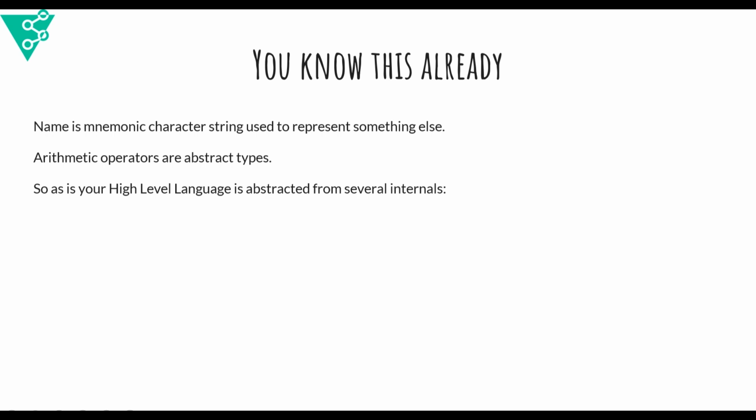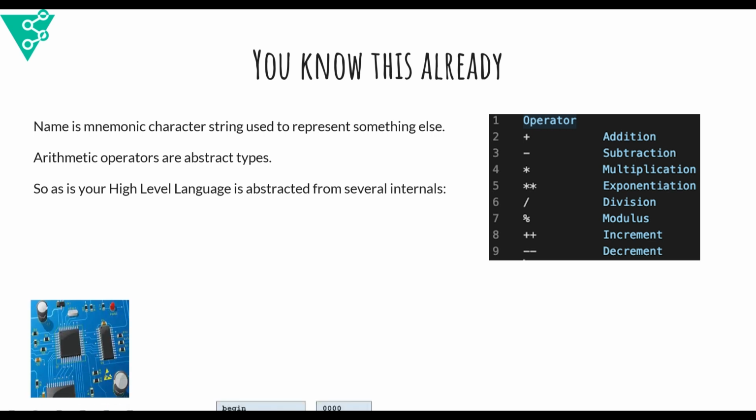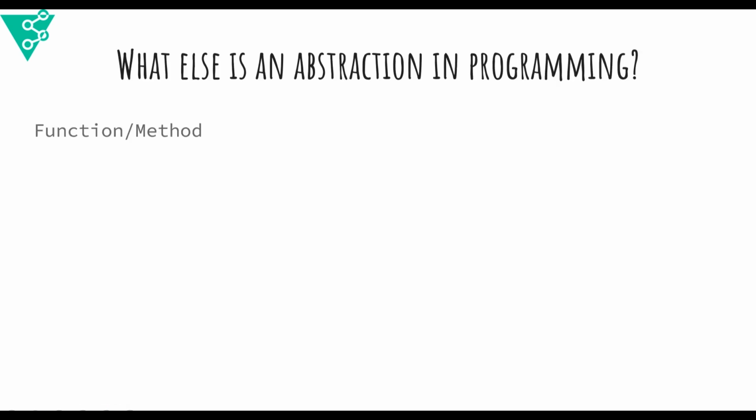The next, all your arithmetic operators are abstract types. All the operators, they go into your processor and do certain calculations. Therefore, you can consider all the arithmetic operators are abstract types. So your high level languages, Java, Python, they hide so much complexity internally, and they bring you an English like language so that programmers can easily code. Function, method is an abstract data type, and pointers are abstract types, structure or class.